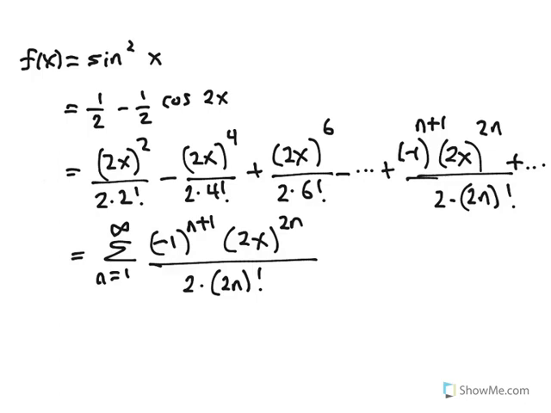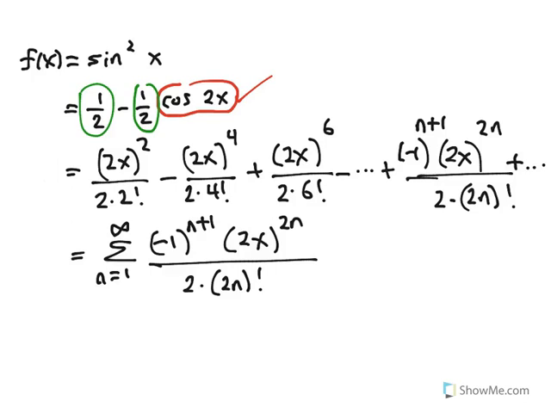So here is the final answer for our problem. Our function is f of x is equal to sine squared x, which we were able to rewrite using a power reducing formula, a trig identity, as 1/2 minus 1/2 times cosine of 2x. And then we were able to use the power series for cosine of x and replace x with 2x to get the power series for cosine of 2x, which we then multiplied by 1/2 and subtracted from 1/2.